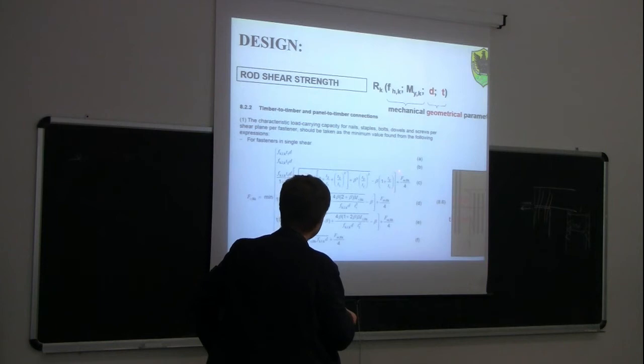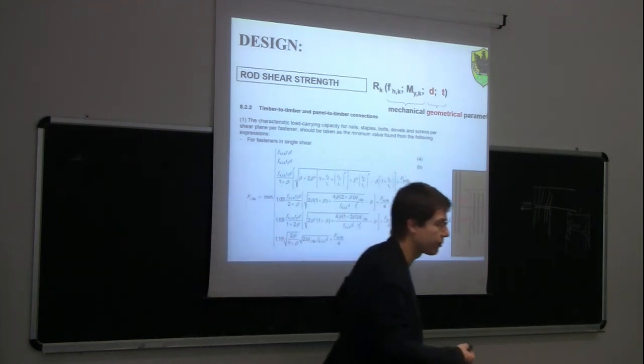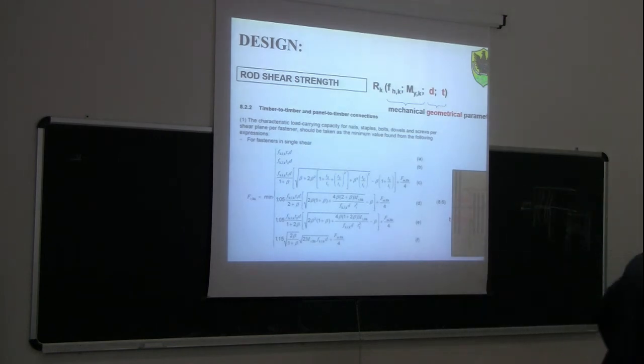Then we need to calculate the axial capacity, what is called in English the withdrawal capacity of the rods, so the axial tensile capacity of the rods in some way. We need to calculate the yielding bending moment of the rod, MYRK, and then we are ready to input all these values in this fixed format to find the actual shear strength capacity.